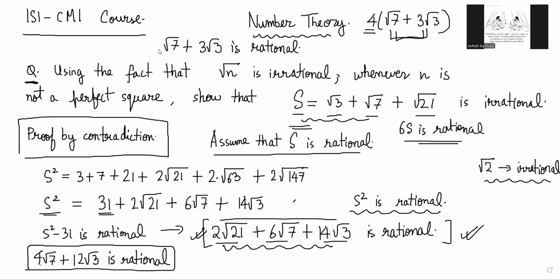Okay, so this is a simple enough claim now. We have to prove that this will lead to a contradiction. Can we do something else from here? Let's just prove this directly, why this will lead to a contradiction. So I will just say that root 7 plus 3 root 3 is rational.